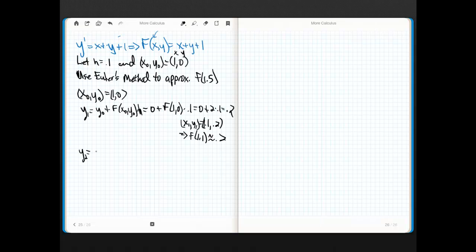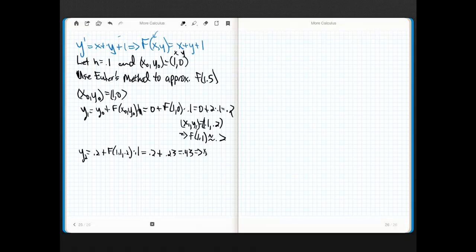That tells me that y of 2 is equal to, now I'm not going to insult you guys. Remember, it's going to be y of 1, which is 0.2, plus f of 1.1 comma 0.2 times 0.1. And this is equal to 0.2 plus, now let's do this slow, 1.1 plus 0.2 is 1.3, right? Plus 1 is 2.3, times 0.1 is 0.23. Let's make sure I did that correctly. 1.1 plus 0.2 is 1.3, plus 1 is 2.3, times 0.1 is 0.23, right? So 0.2 plus 0.23 is equal to 0.43.